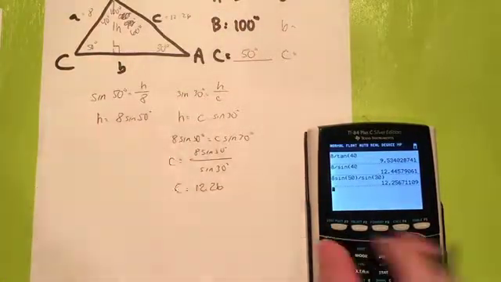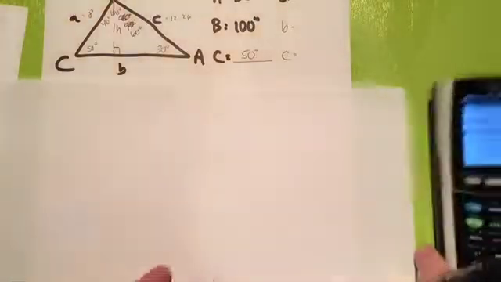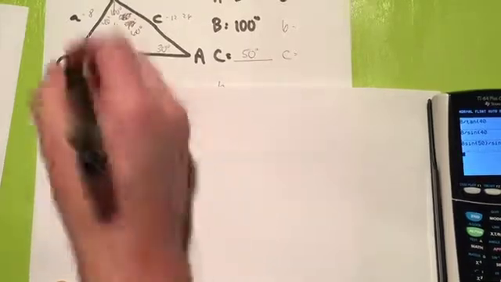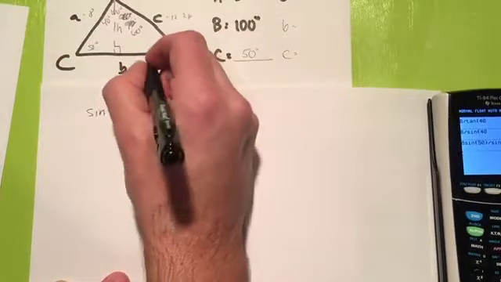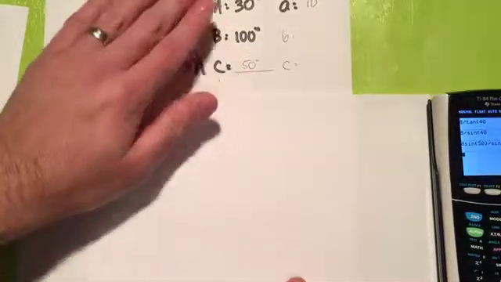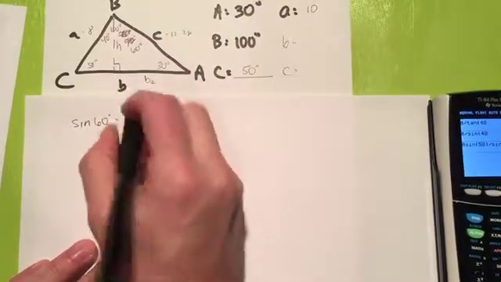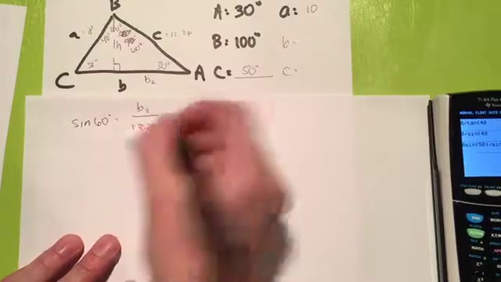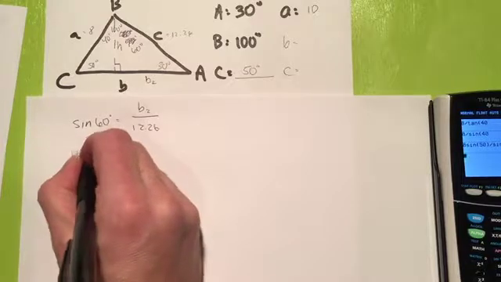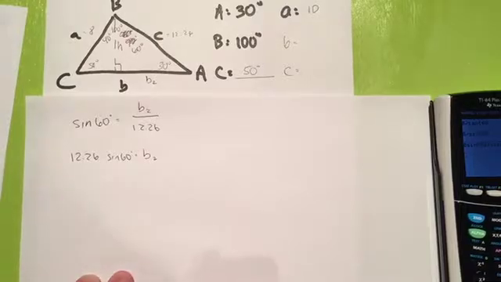Sine of 60 degrees. We know side length C. Sine of 60 degrees equals opposite over hypotenuse. I'm going to call it B sub 2. So sine of 60 degrees is B sub 2 over 12.26. That's our side C. We can solve for B sub 2. 12.26 multiplied by sine of 60 degrees equals B sub 2.